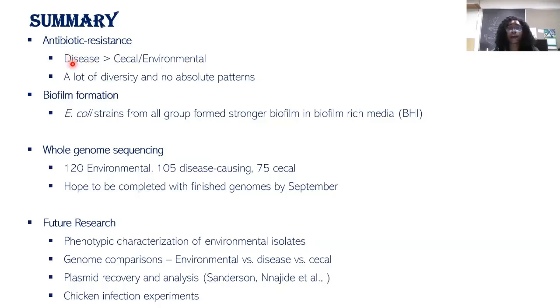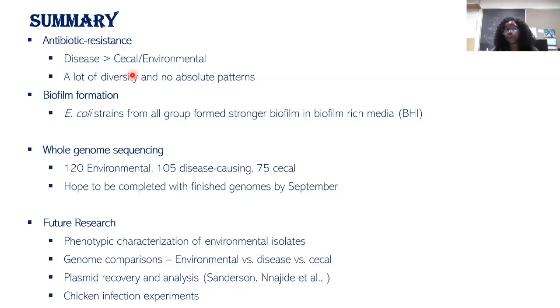So in summary, like I said earlier, disease-causing E. coli strains are more antimicrobial resistant than the healthy E. coli strains and environmental E. coli strains. Also, there's a whole lot of diversity, and there are no absolute patterns at which this occurs. For the biofilm formation, E. coli strains from one group form stronger biofilm in nutrient-rich media, which we intend to look into, to know the reason why this happens, because irrespective of the type of media, they should be able to produce biofilm in all the media.